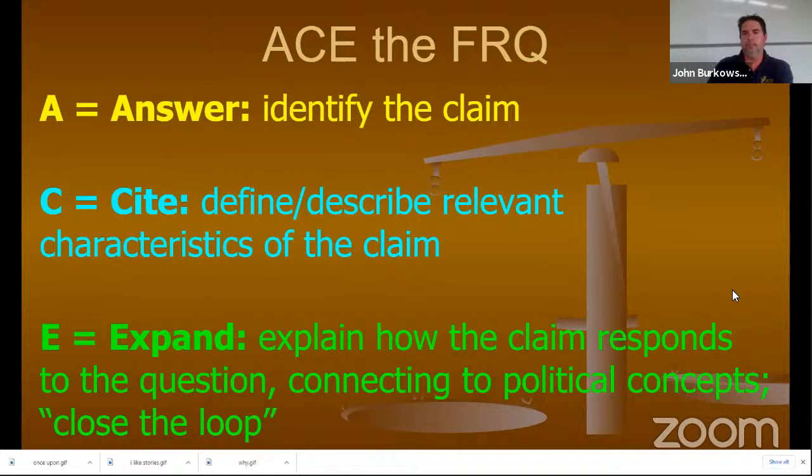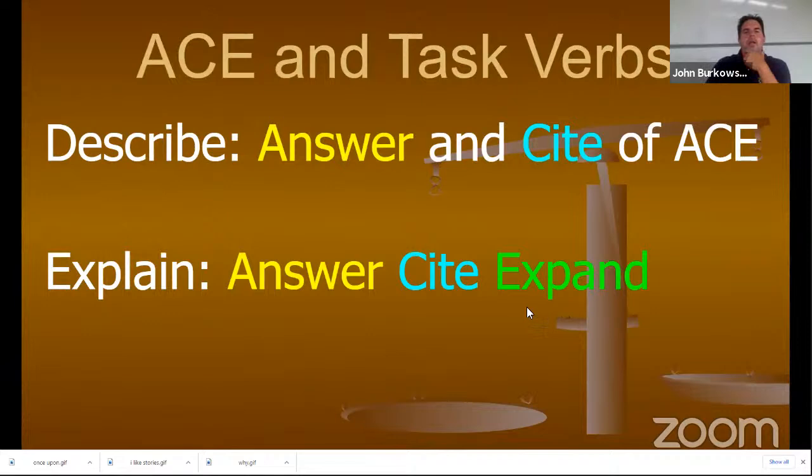So that's ACE. This is ACE right here. You're identifying the claim, answering; you're describing a relevant characteristic, claim, site; and then explaining how the claim responds to the question. Close that loop with the connections by expanding. So when you describe, you can apply ACE here, just not the whole thing. When you describe, you will identify a claim, and you will cite, meaning you will define and describe the claim, what you've identified as your claim, and get into those relevant characteristics.